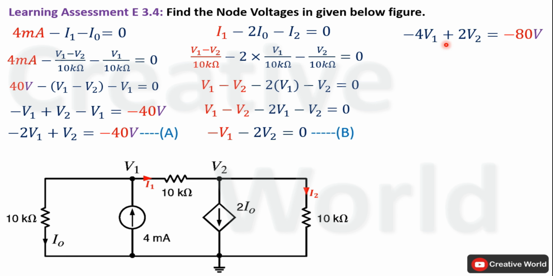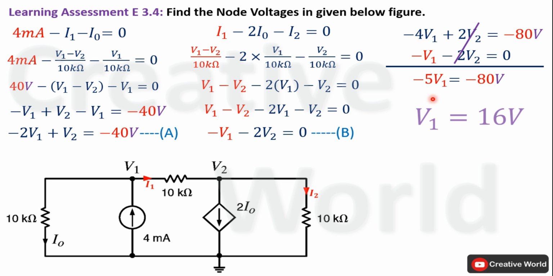Now we will add this resulting equation with equation B. The minus 2V2 and plus V2 will cancel out with each other. Only the V1 variable will be left inside this equation, so we can find out its value. Minus 4V1 and minus V1 will become minus 5V1. On the other side of equal, minus 80 plus 0 will become minus 80 volt. Now in order to calculate the value of voltage V1, we will divide on both sides with minus 5. The value of V1 will become 16 volt.